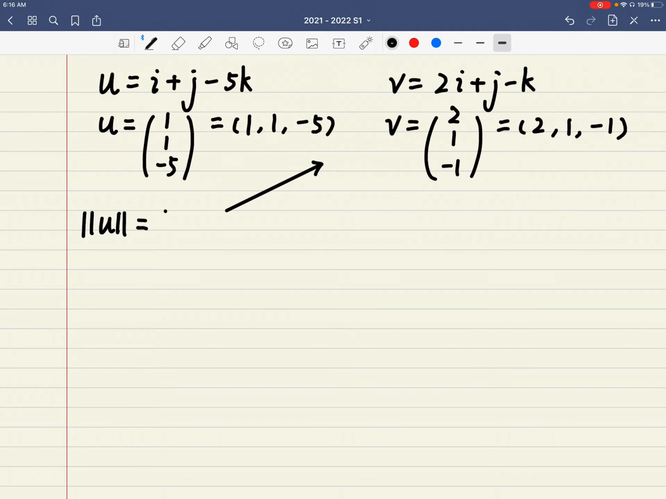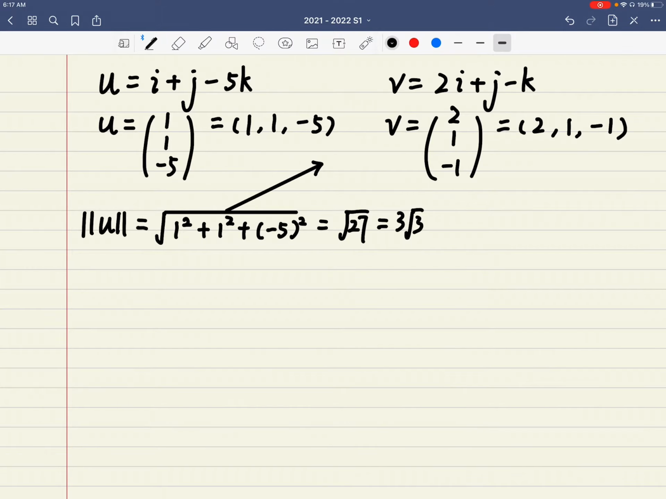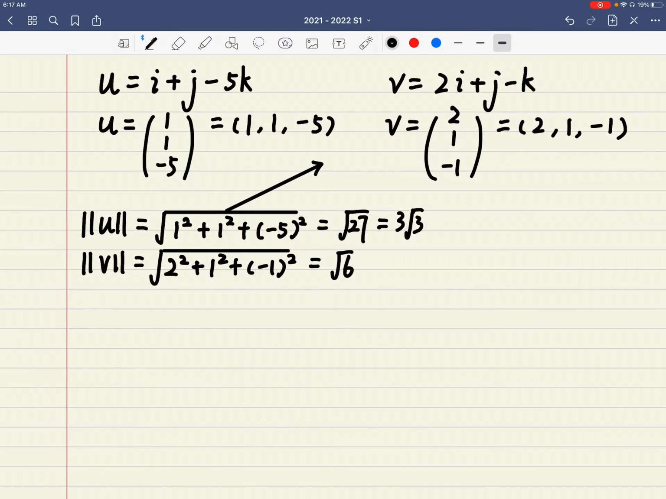And the formula is the square root of the first number squared plus the second number squared plus the third number squared. So the length of u is the square root of 27, which is 3 square root of 3. The same formula for the length of v: the square root of the first number squared plus the second number squared plus the third number squared. The result is square root of 6. Okay, this is the first part.